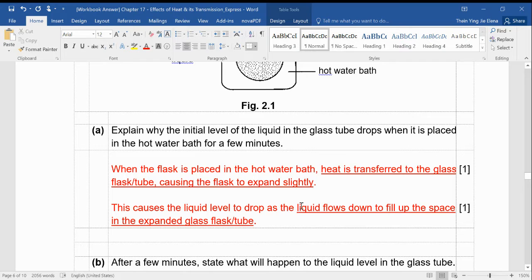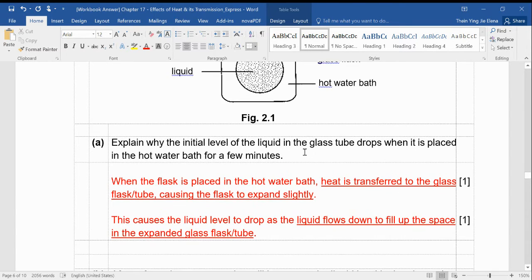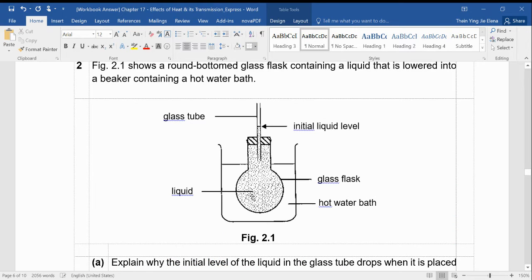Liquid level drops as the liquid flows down to fill up the space in the expanded glass flask. Okay, or the tube. That means this round bottom flask is becoming bigger, so there's a larger capacity. It can hold more volume of the liquid. And same for the glass tube.